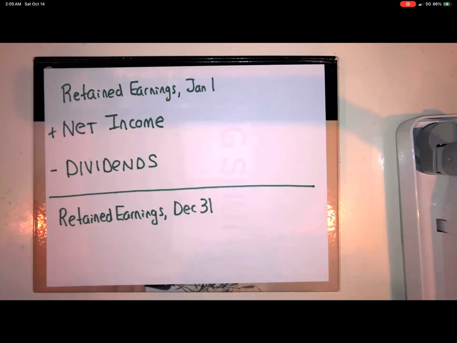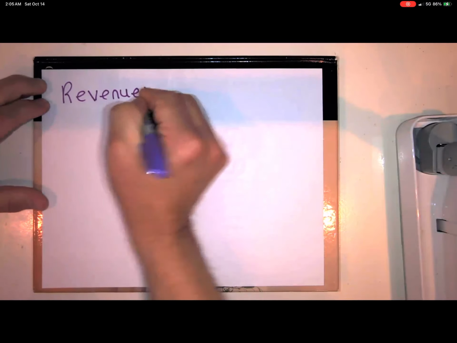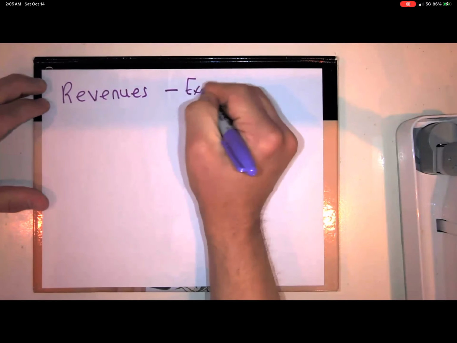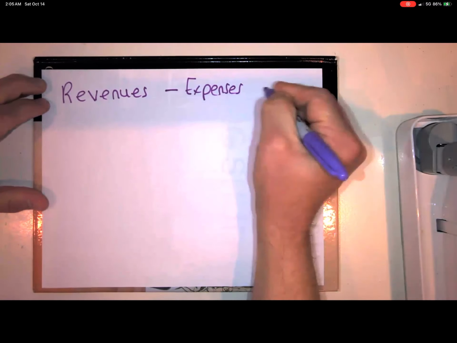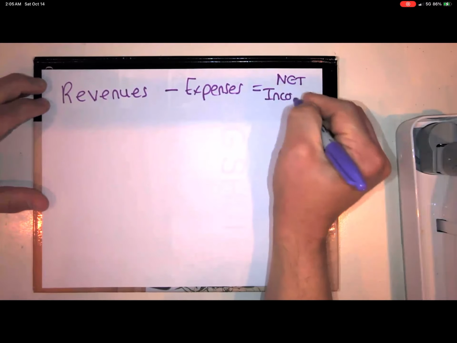We'll come back to this piece of paper in a couple of minutes. Let's just jump over here for a second. Chloe says, all right, we can figure out our net income as revenues minus expenses. Revenues minus expenses equals our net income.